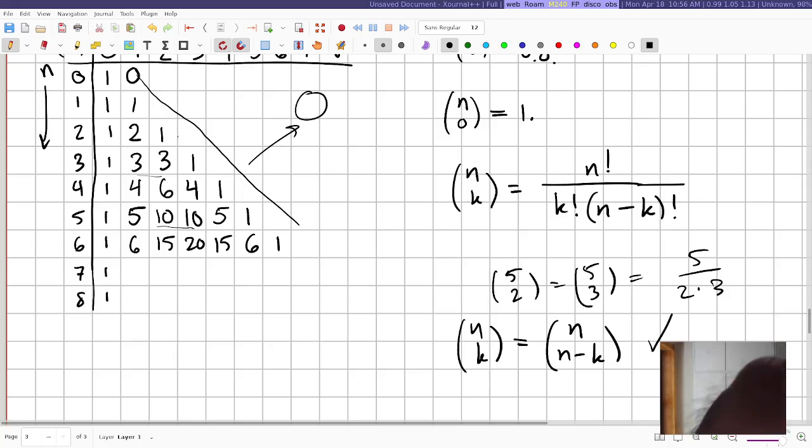We also see these ones all along here. Since we already knew that this is all ones, these have to be equal to those by this. Also, what do these mean? It's like 4 choose 4, for example. How many ways can I choose a subset of 4 things out of my 4 things? Well, only one, because I just have to choose all of them.